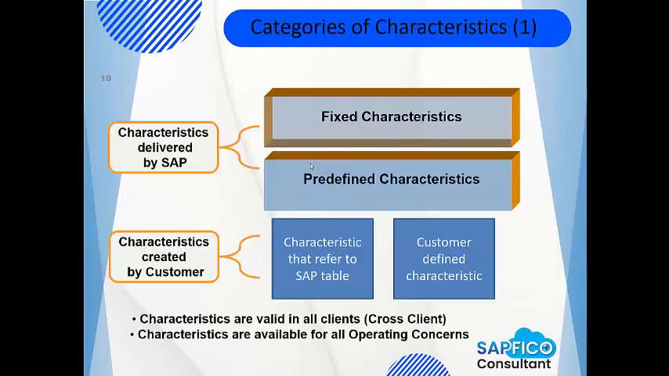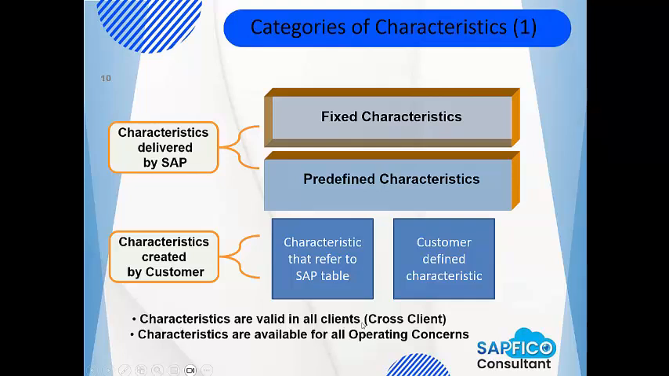So characteristics are fixed characteristics and predefined characteristics. Characteristics which are already available in SAP are called fixed characteristics. Predefined characteristics are also available. Then there are characteristics created by customer. There are two kinds of characteristics created by customer: one that refers to an SAP table, and one which is customer-defined. We will understand that, and we will also refer to both of these in the subsequent slides.